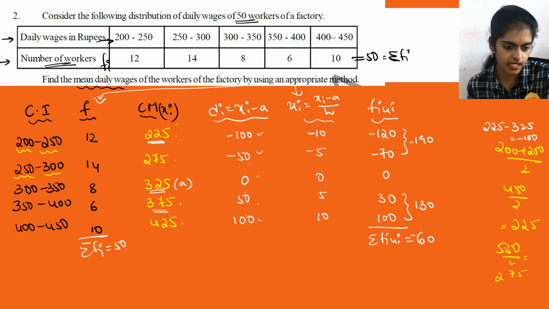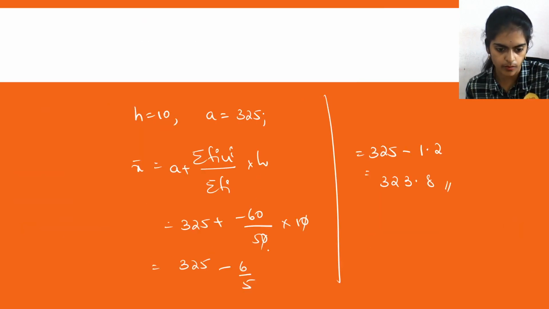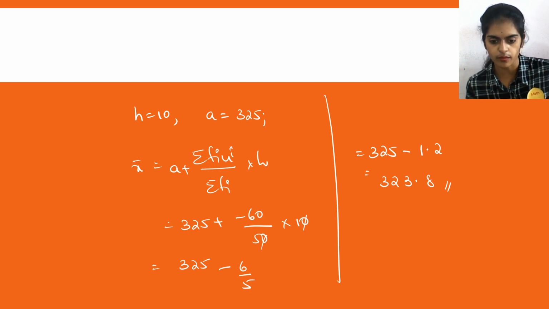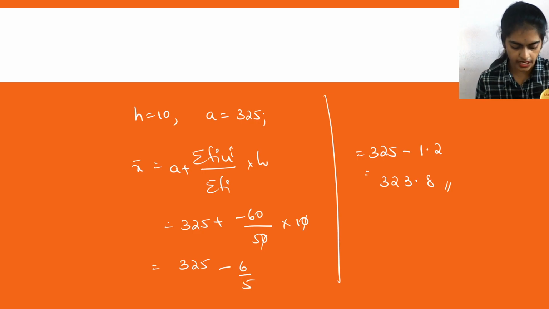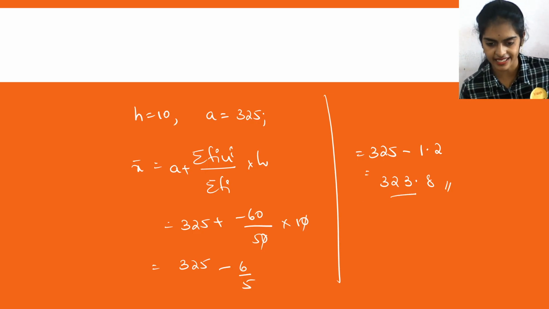Check once again. This is minus 60, here 50, right? So minus 60 upon 50 into h, we have taken it as 10. So if we cancel here, minus 6 upon 5, right? So 325 minus 1.2 gives 323.8. Okay, so check this once again, right?